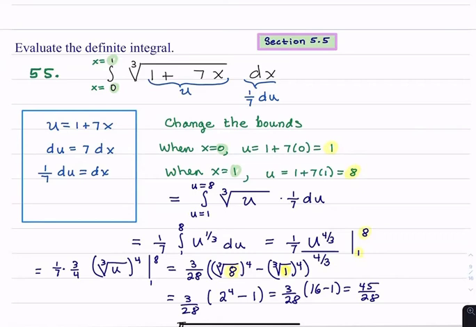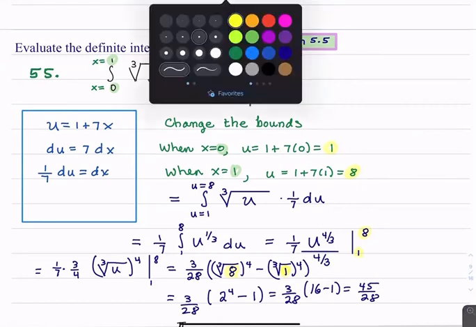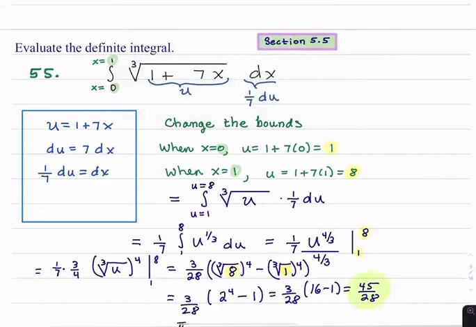Does anybody have any questions on that problem? How do you know when to divide, like 1/7 du equals dx? Like, how do you know when to do that? I always do it if I have a constant, like 7 dx, 5 dx, 9 dx, any of the constants. I just divide it. I just do it automatically.